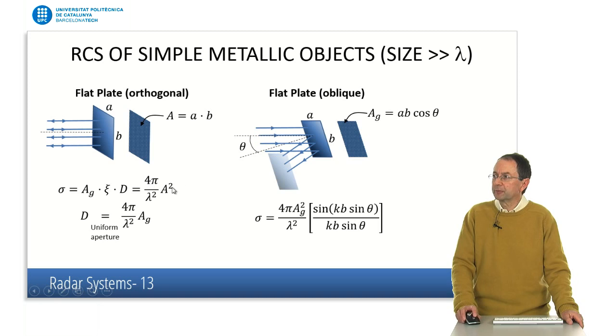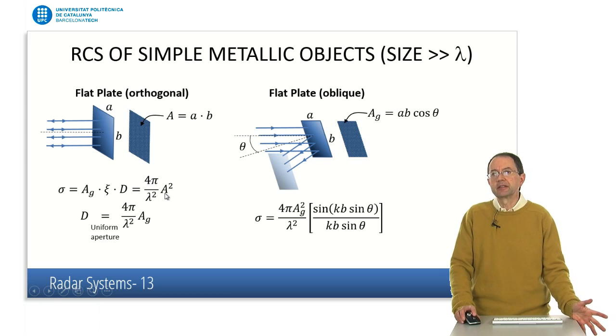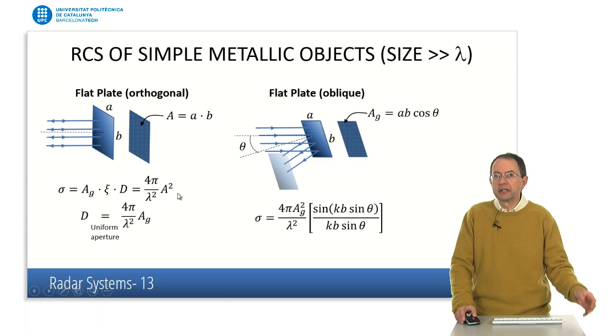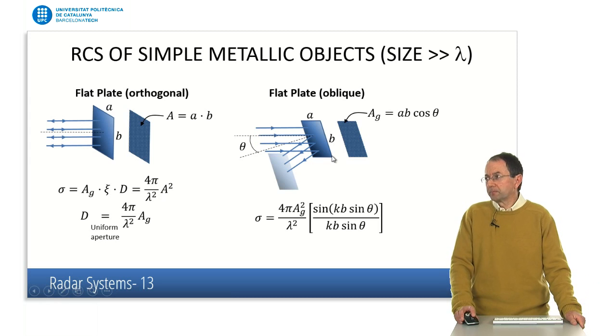You see this expression here involves the area squared divided by lambda squared. So if it is electrically large, the area is much larger than lambda squared, then this parameter goes up to very high values. But if the same plate is oblique with respect to the direction of incidence, then the rays are directed to other directions different from the radar position. And then we get much lower values.